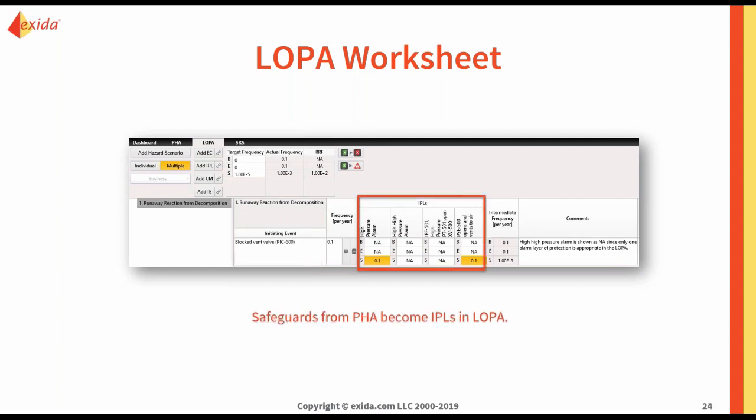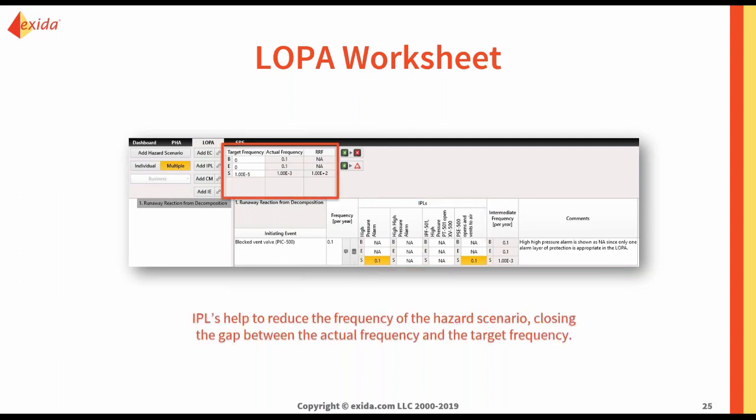Your safeguards from the PHA become IPLs in the LOPA. And so you want to order them in the order you expect them to act against the hazard. So your alarms might be first, and then maybe a safety instrumented function, and then maybe a relief device. Depending on your IPLs, you get to determine if your safeguards are truly independent, and we can talk about that in a little bit.